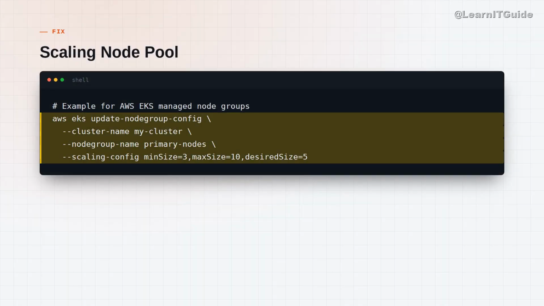The fix is to add more nodes to your cluster. Either manually scale the node pool or enable cluster autoscaling, so Kubernetes adds nodes automatically when pods are pending. This solves the resource shortage immediately.